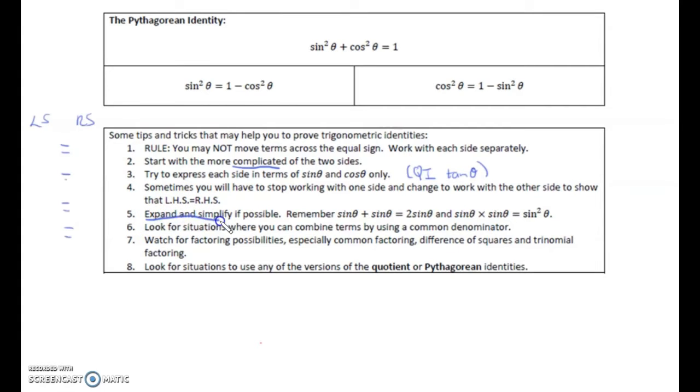I would say expand and simplify if possible. Just remember sine theta plus sine theta is 2 sine theta. Sine theta times sine theta is sine squared theta. You're going to look for situations where you can combine terms by using a common denominator. That's another one of those cheats, common denominator. Also watch for factoring possibilities, especially common factoring. Difference of squares comes up a lot, and trinomial factoring. And then look for situations to use any versions of the quotient or Pythagorean identities.